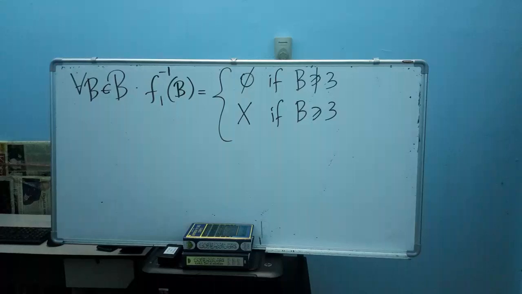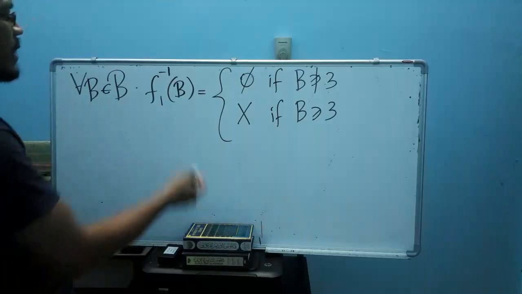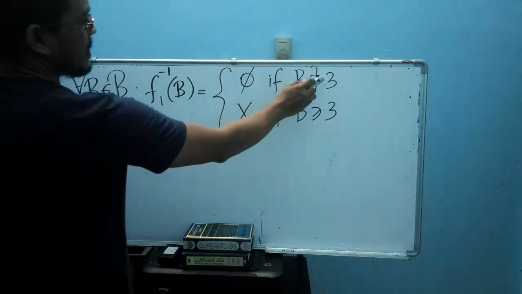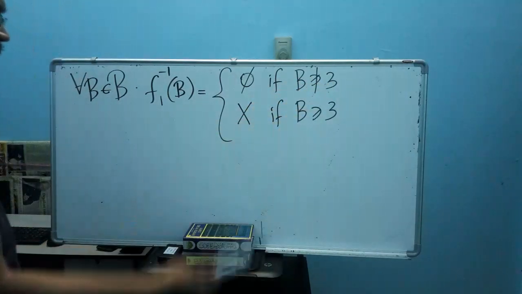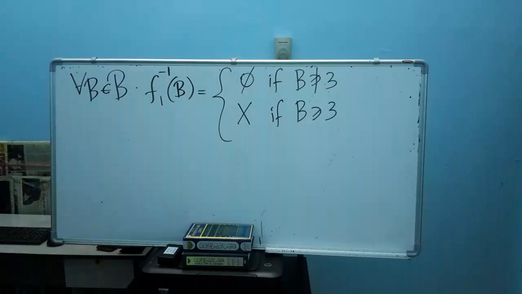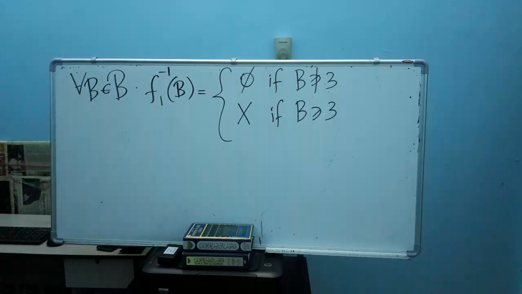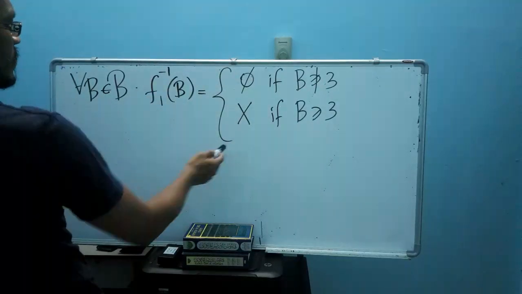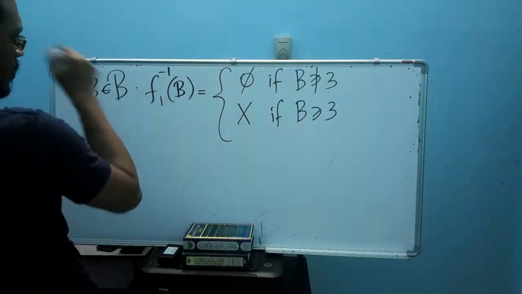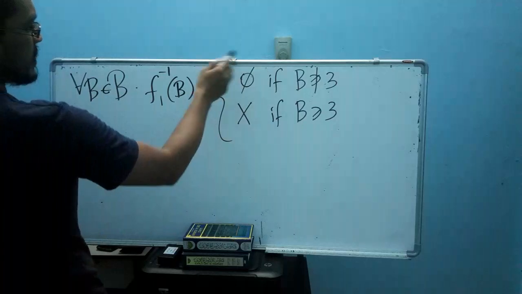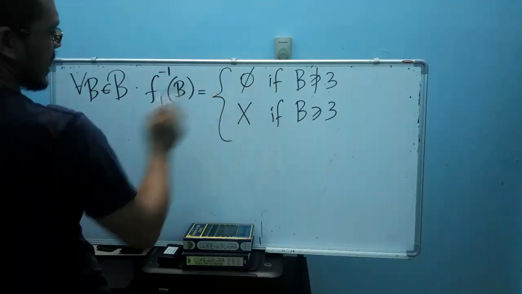Of course, if you feel that maybe you still cannot see or understand how I come to this empty set and X, if B doesn't contain 3 and if B contains 3, I suggest you consider some examples of Borel sets that don't contain 3, and also some examples that contain 3, and then try to find the pre-image of these intervals. So for the first part, we already have the pre-image of f1 of all B, meaning that we have the empty set and also X.